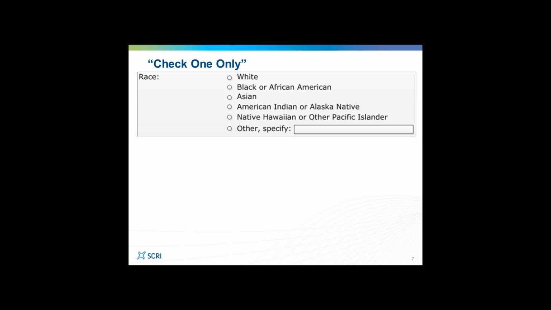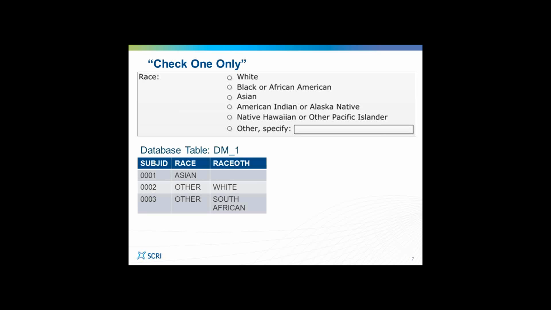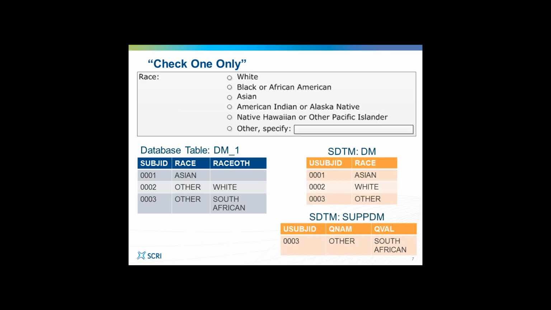So for the race, if it's just check one only, in your database you may have something like this, where you have the race and then another field for the other specified for the free text there. When you map to SDTM, you map into the domain DM, which is demography, and also you need to use the supplemental qualifier SUPPDM as well. For patient 1, it's very, very straightforward because the race Asian just maps straight to Asian.